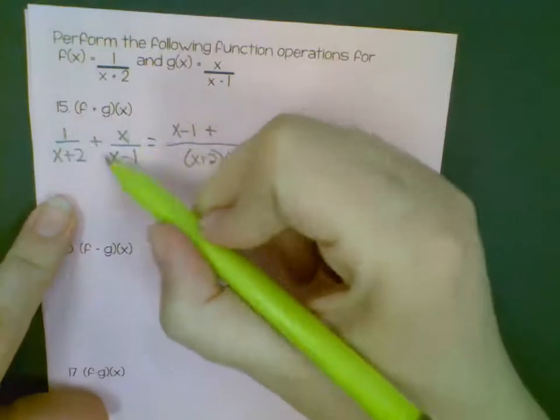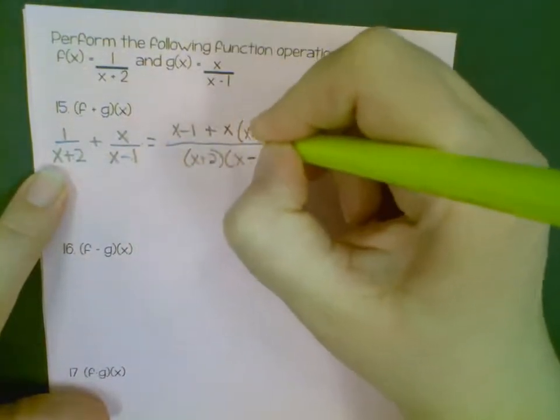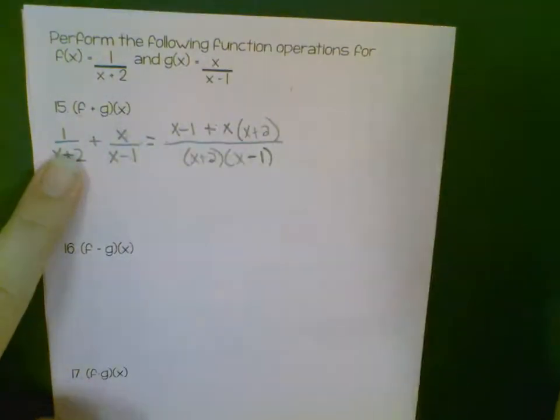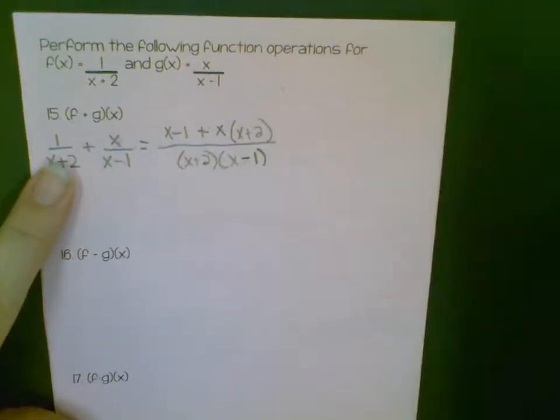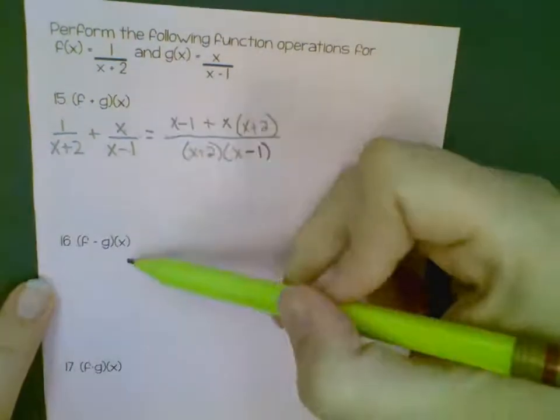Okay, so I'm going to times this fraction by that denominator. So it would end up being this, because this times this. Okay, and then we can simplify and solve. So distribute, combine like terms. 16 is just like 15.